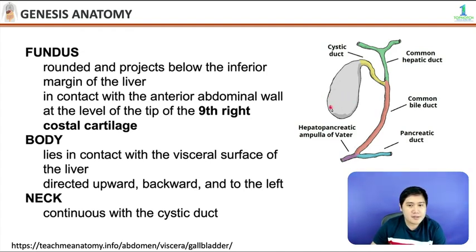Your gallbladder has several parts. Starting with the fundus, which is palpable, rounded, and projects below the inferior margin of the liver. It lies in contact with the abdominal wall at the tip of the 9th costal cartilage. Then the body, which lies in contact with the liver, and the neck, which is continuous with the cystic duct. So the fundus, the body, the neck.